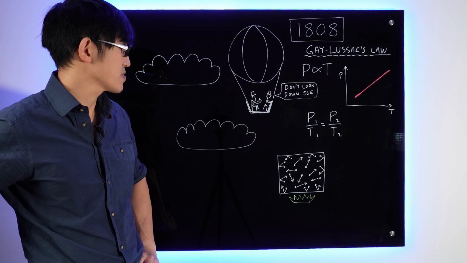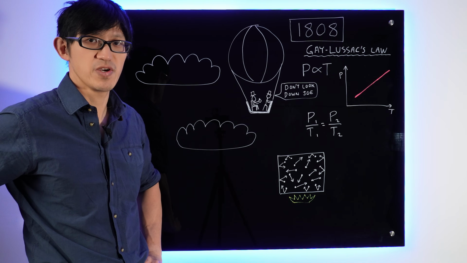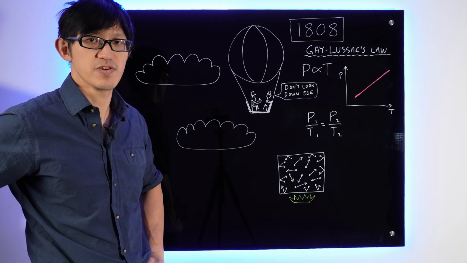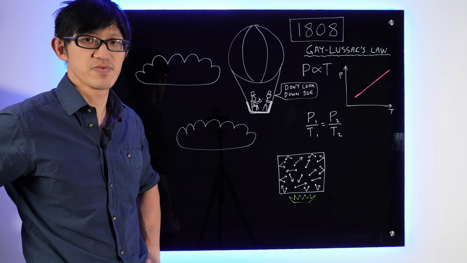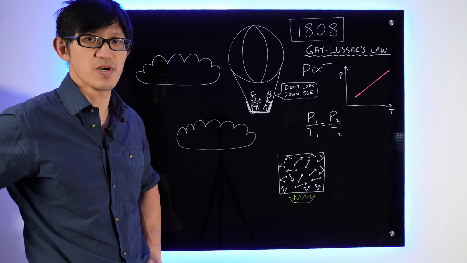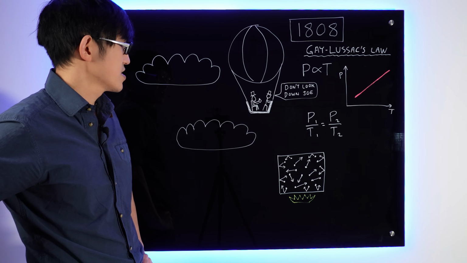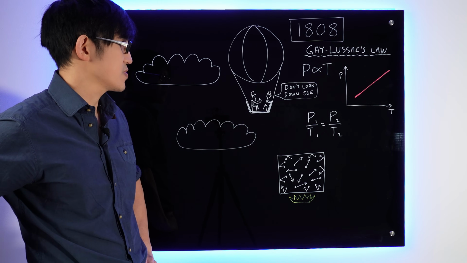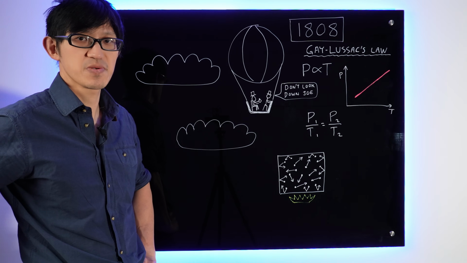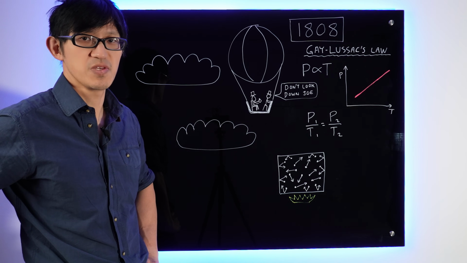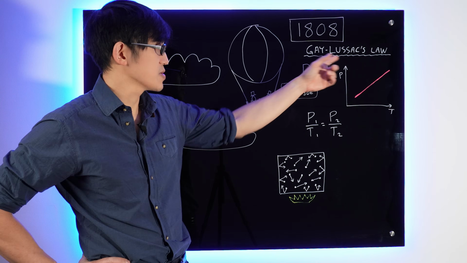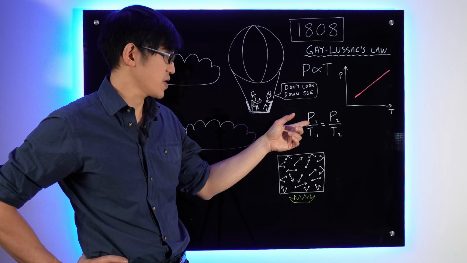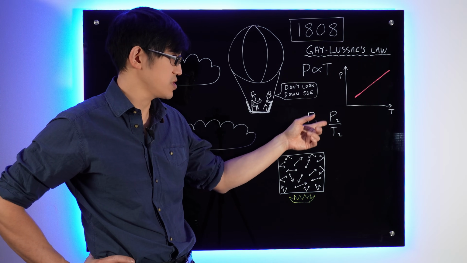Amazingly, his world record ascents remained unchallenged for 50 years. And yeah, I'm surprised the balloon even got off the ground with spheres of steel that big. Luckily, he survived to publish his findings, one amongst many other findings. And that brings us to Gay-Lussac's law, which is also expressed as P1 over T1 equals P2 over T2.